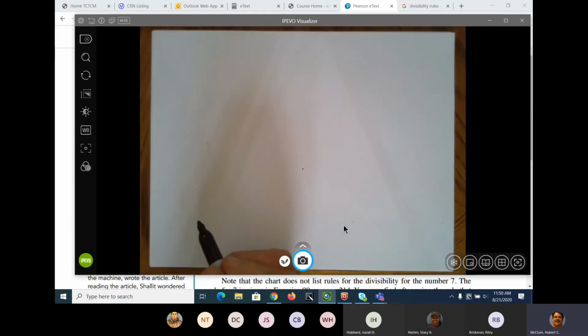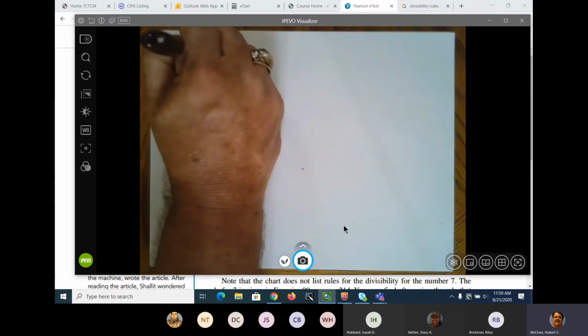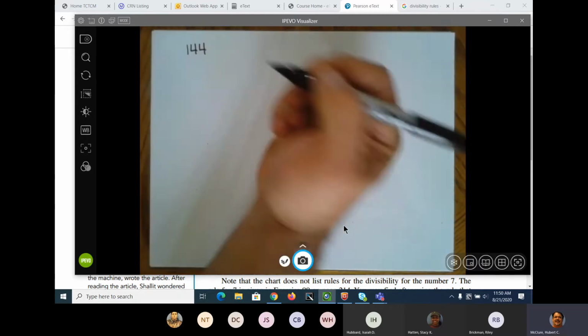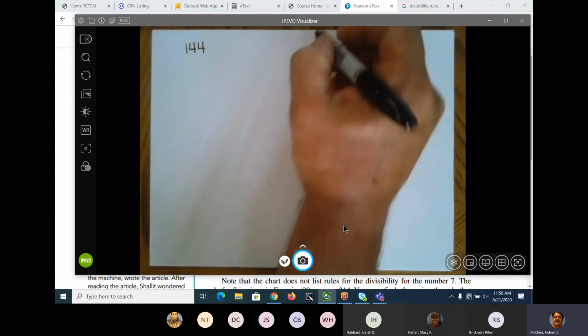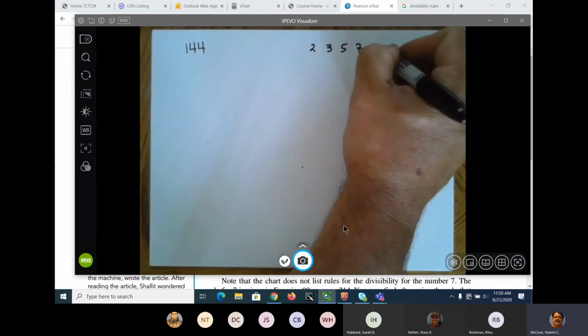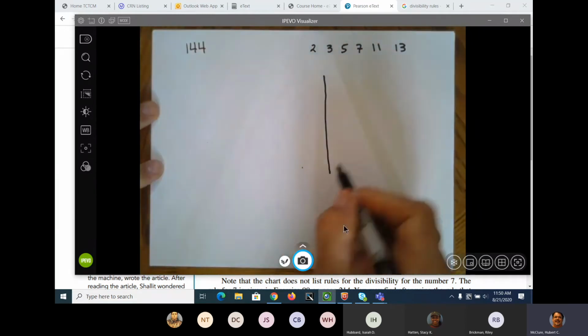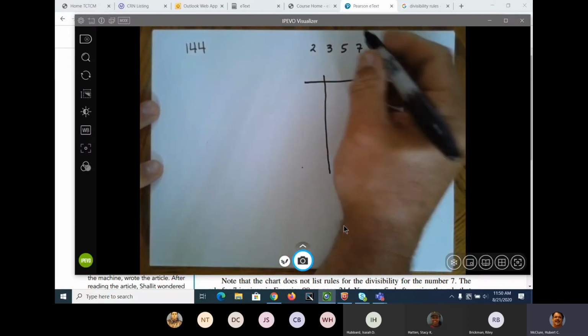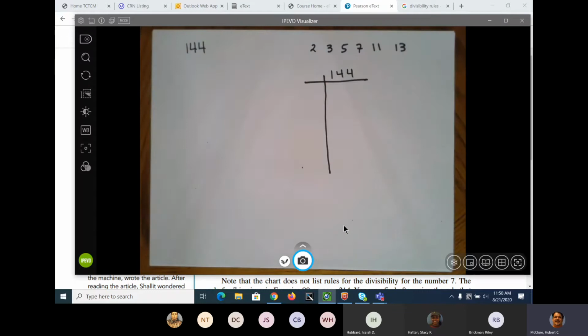All right, so let's do one. I'm going to let y'all do this one. I want you to break down 144 into prime factorization. So you would go out here and put 2, 3, 5, 7, 11, and sometimes 13, and draw a table and put 144 right here. Of course, I would divide by 2 first, but that's just me.